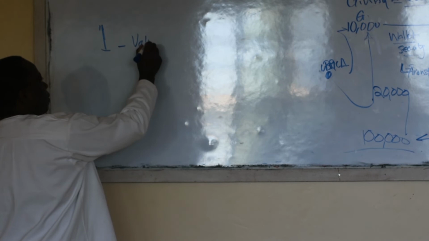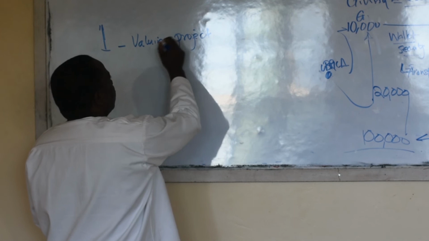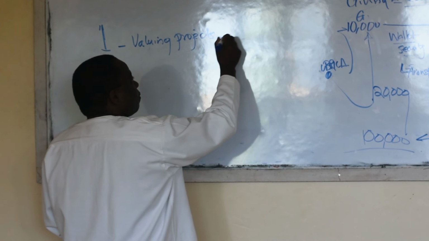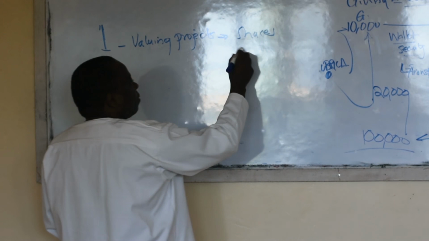And you're talking about valuing projects for development, for example, at the university level. And we say how you convert that value into shares, and how shares are now used to raise money in the long term. So, raising money.